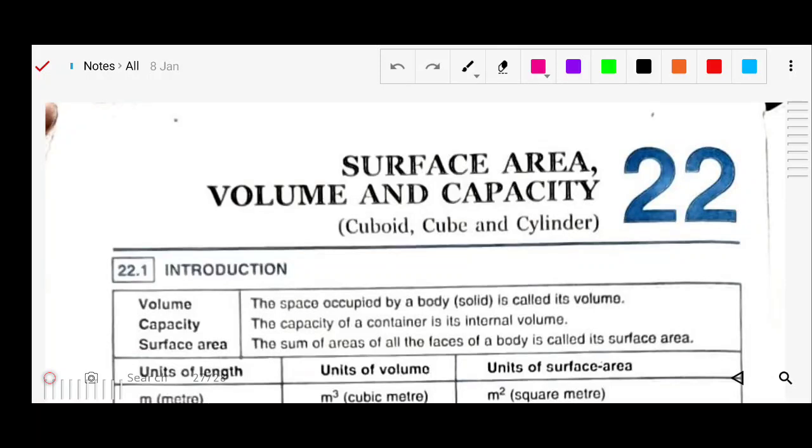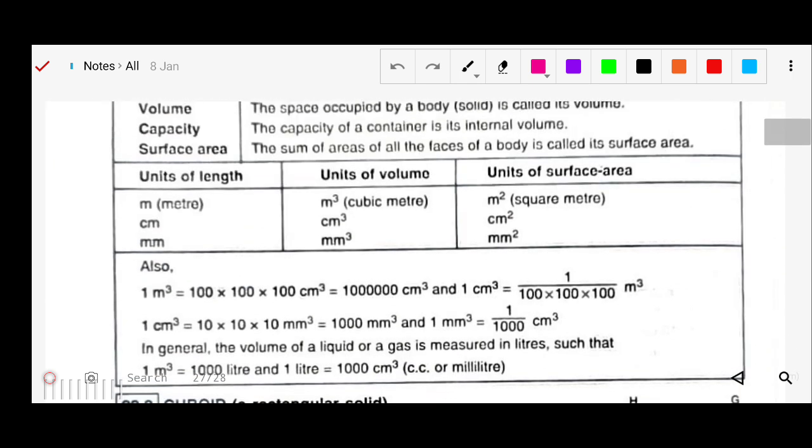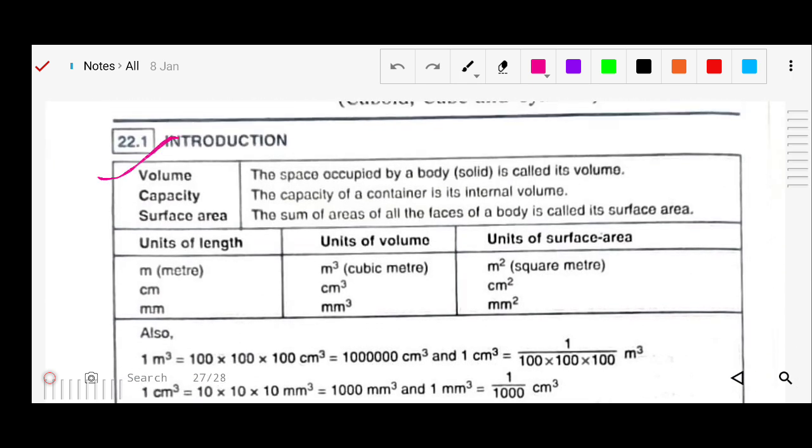Morning students, we have already started chapter 22, which is surface area, volume and capacity. In this chapter we'll cover cuboid, cube and cylinder. The introduction of this chapter is that we have to know what volume, capacity and surface area are.